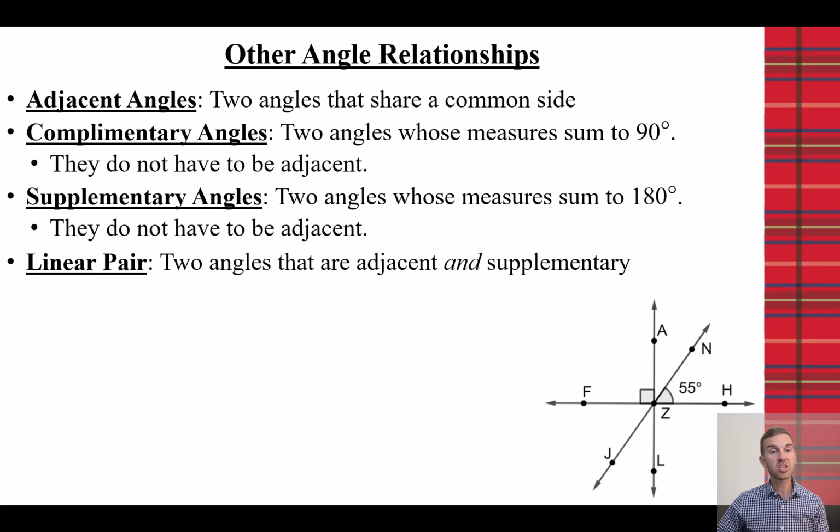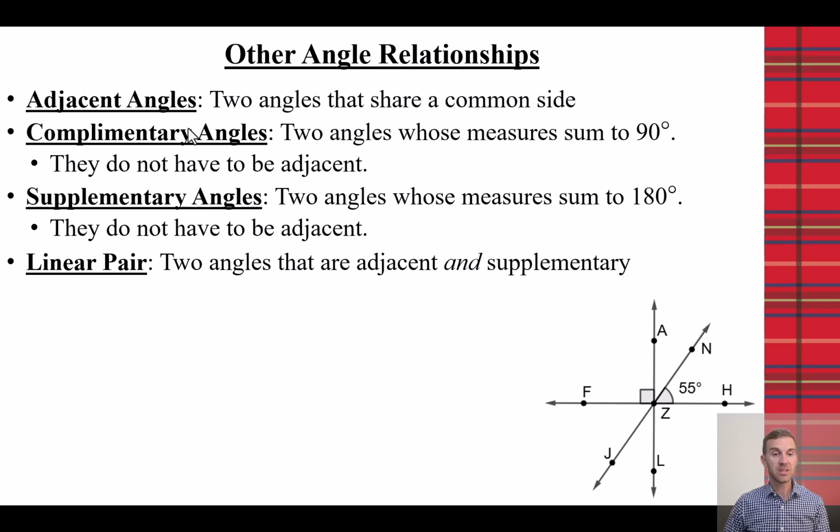So some other relationships are important to recognize. Adjacent angles are two angles that share a common side or a common ray. Complementary angles are two angles that measure to 90 degrees, and they don't have to be adjacent to one another. Supplementary angles add up to 180 degrees. Again, they don't have to be adjacent. Whereas a linear pair is two angles that are adjacent and are supplementary, and it's exactly two angles to do that.